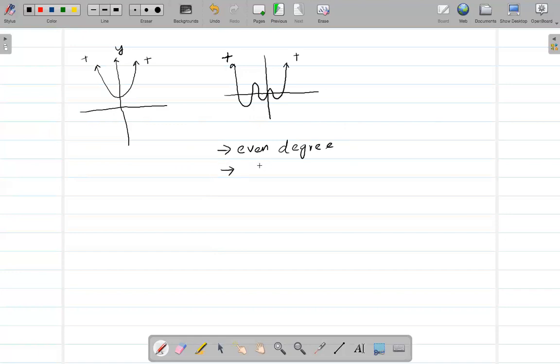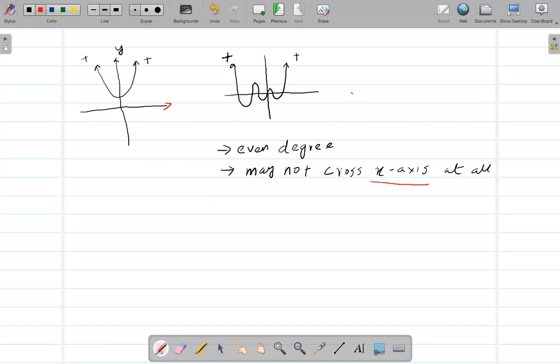And we also say it may not cross the x-axis at all. If you see this graph, it's not crossing the x-axis, because we have the x-axis right here. So it may not cross the x-axis. That's what it is saying. And this one is going to have even degree.